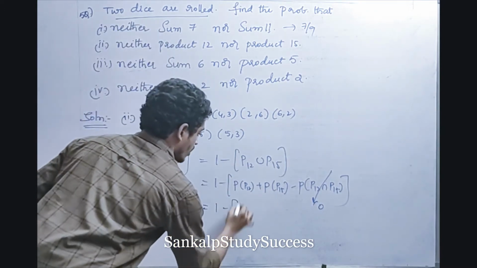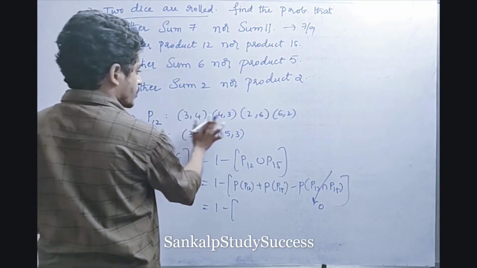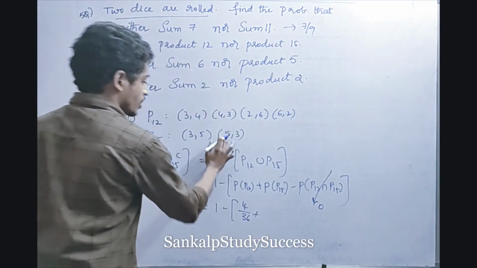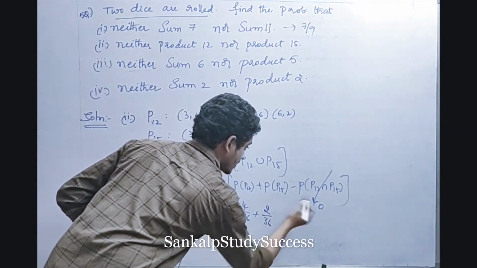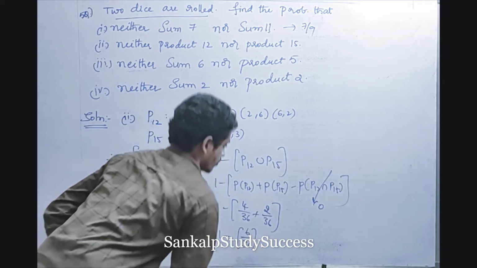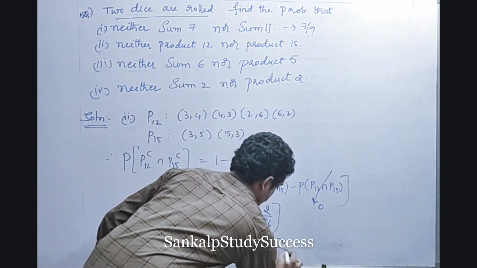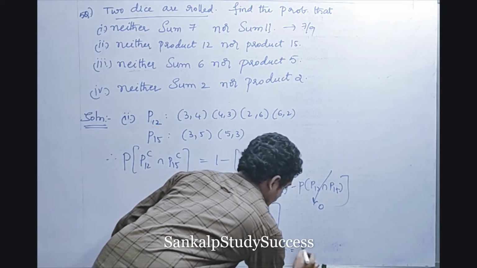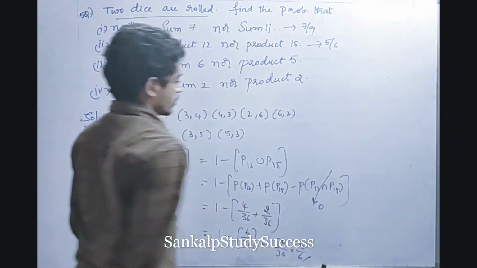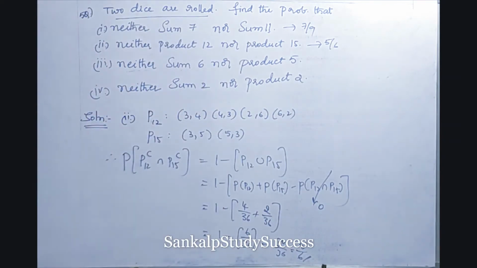So 1 minus, what is P of 12? Probability of getting 12 is 4 out of 36. Plus what is P of 15? 2 events, so 2 out of 36. The intersection is already 0. That is nothing but 1 minus 6 by 36, which is 30 by 36. So 5 by 6 is the answer for this question. This is very important: there is no intersection between P12 and P15, both are different, hence P of P12 intersection P15 is 0.